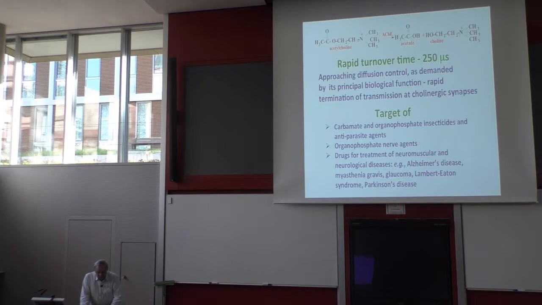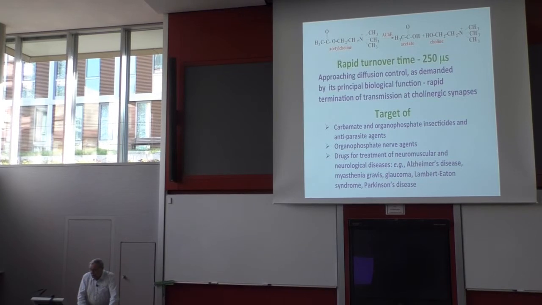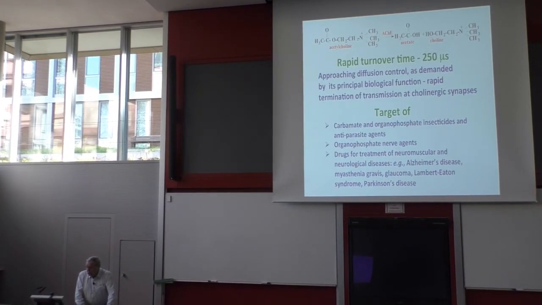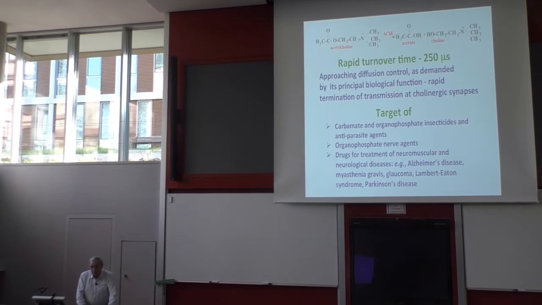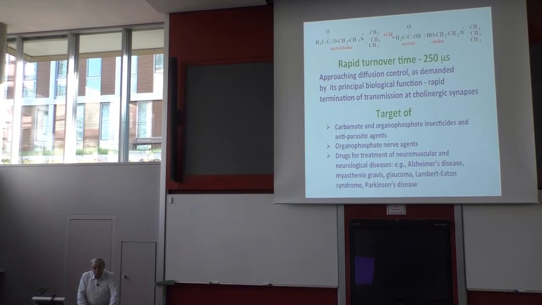This is the kind of introduction slide. It shows you the principal reaction which the enzyme acetylcholinesterase performs: hydrolysis of acetylcholine. Acetylcholine is a neurotransmitter, both in the periphery at the neuromuscular junction, in ganglia and in brain. This enzyme is very rapid. The turnover time is 250 microseconds, which is needed for its biological function.